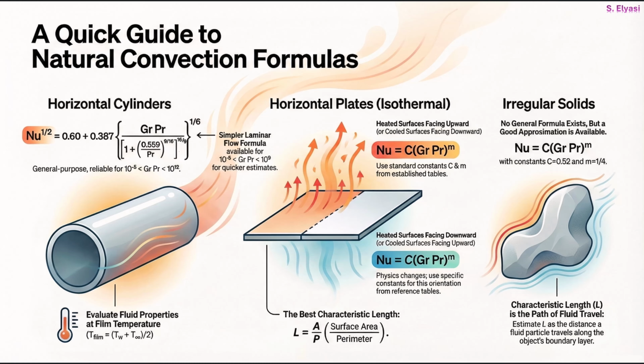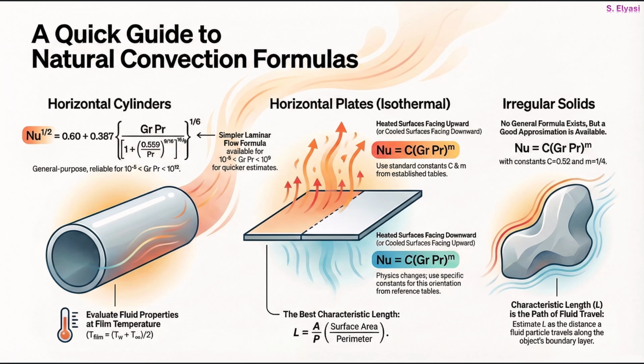Second, when you're dealing with simpler shapes, like horizontal plates or even irregular solids, the formula gets a lot simpler. It's basically Nu equals C times the product of Gr and Pr, all raised to the power of m. But here's the catch. For horizontal plates, those constants, C and m, actually change depending on the plate's orientation. So you got to know if your heated surface is facing up or down, because the physics are completely different.